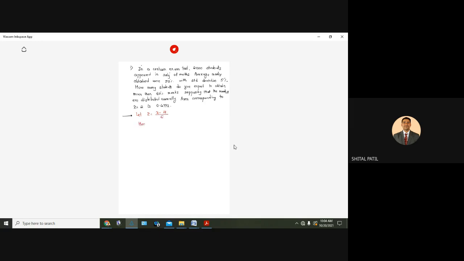Then here mu is the arithmetic mean, and how much is the arithmetic mean? 50%. So we have to convert that into numbers. We are considering an exam of 100 marks, so 50 is the arithmetic mean. What about sigma, the standard deviation? 5%. So this will be x minus 50 divided by 5. Understood up to this step?